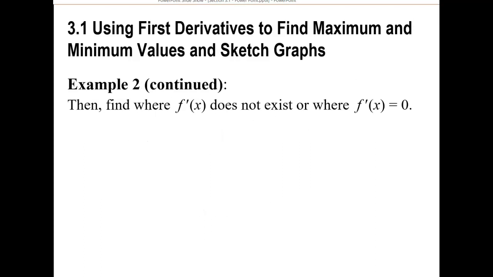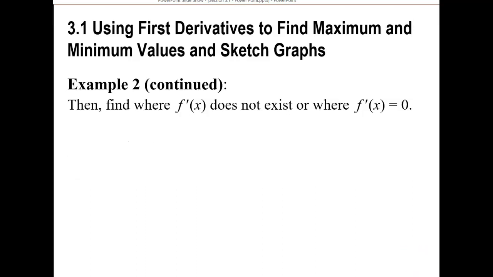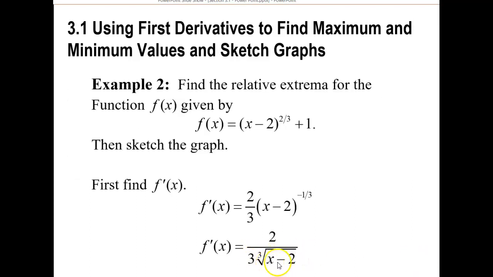Then we're going to find where f prime does not exist, or where f prime is equal to 0. So this time, notice f prime does not exist anywhere where the denominator is 0. So this function's derivative had something in the denominator. If you set the denominator equal to 0, that happens when x is 2, then x equals 2 is a critical value. I'll go back to show you real quick where that's coming from, right here. This denominator, if I set to 0 when x is 2, makes the bottom 0, so that means 2 would be a critical value, because that would mean the derivative doesn't exist.